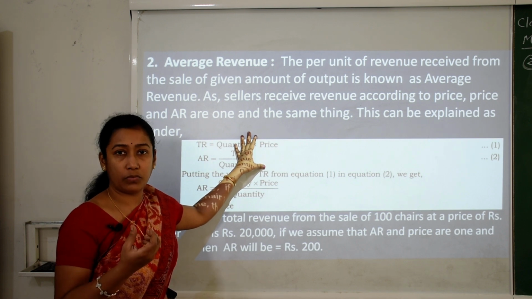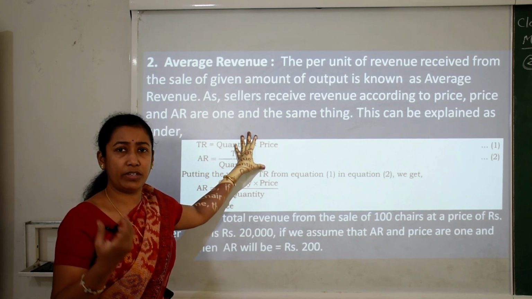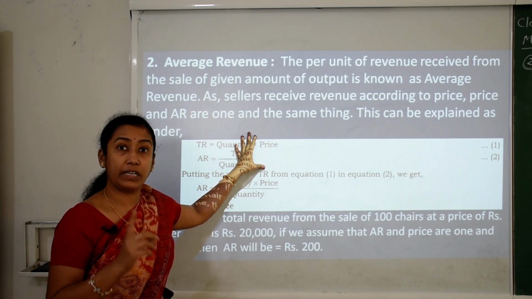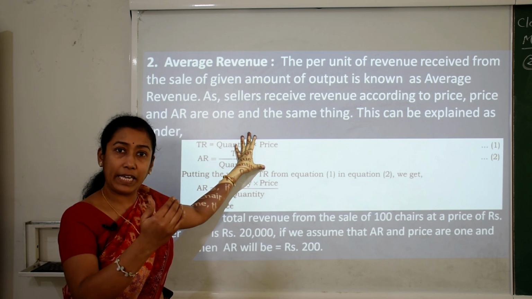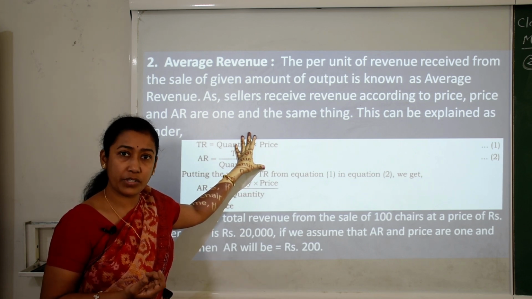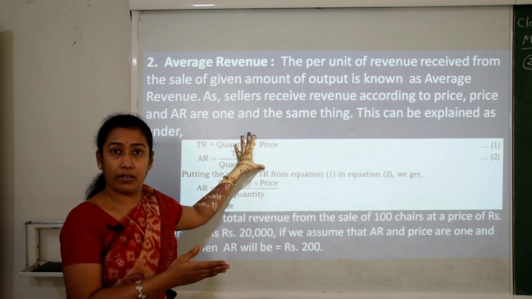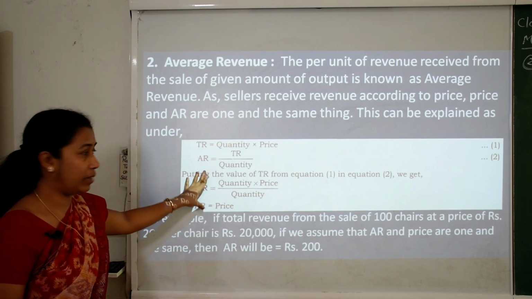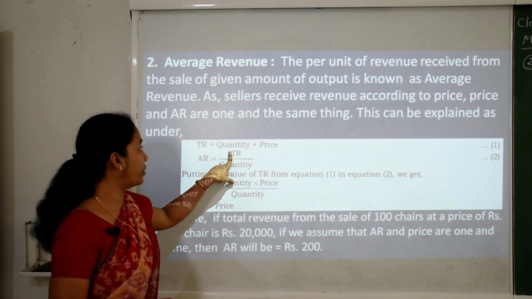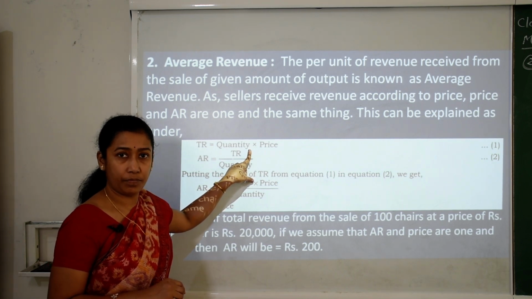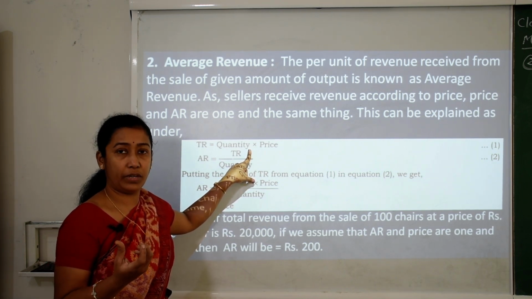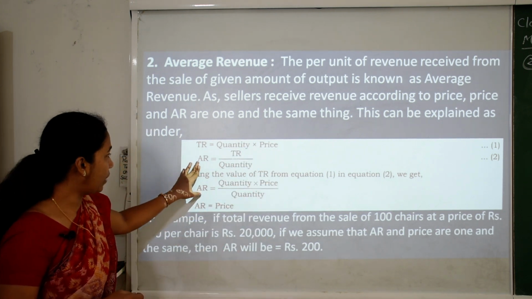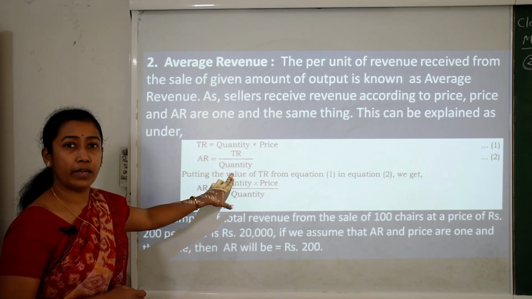For example, if a firm wants to sell 2 chairs, 3 chairs or 100 chairs, whatever price it charges per unit of that chair, say ₹100, that 100 will be the average revenue. So we can say that price and average revenue are one and the same thing, but we can prove this with the help of an equation. Total revenue is quantity into price, and average revenue is total revenue divided by quantity.